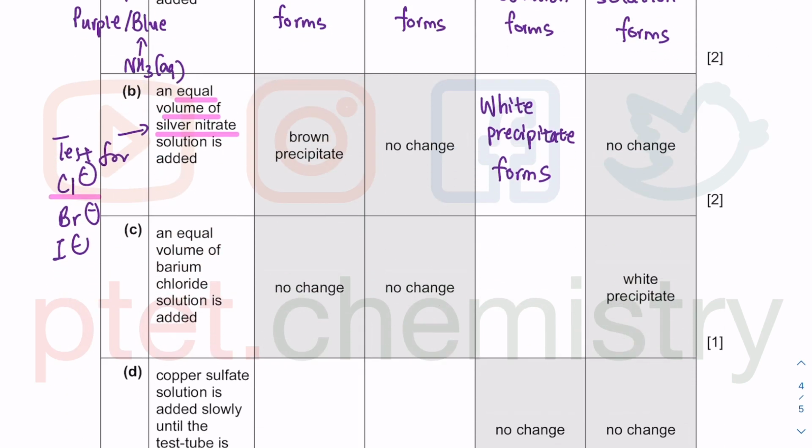The next bit, we have barium chloride solution. So this barium chloride solution is basically the test for sulfate. Sulfate comes from sulfuric acid. So that's why we get a white precipitate there.